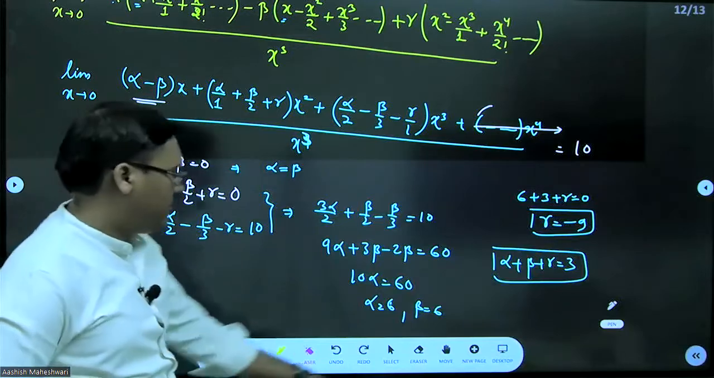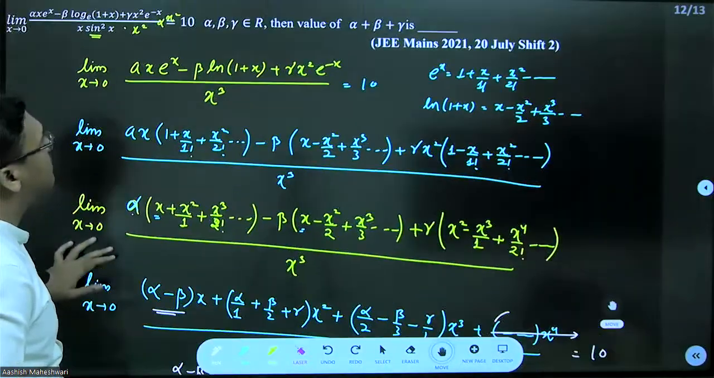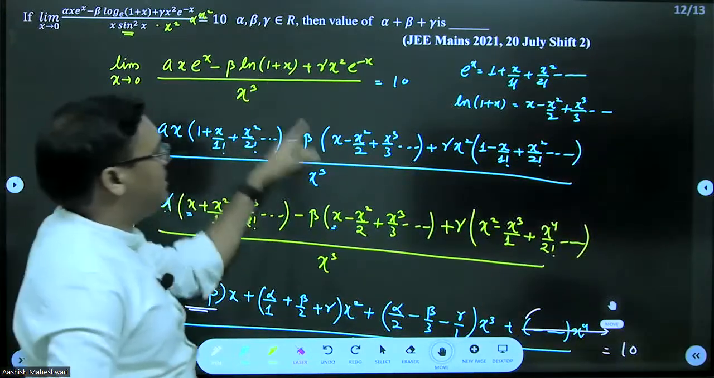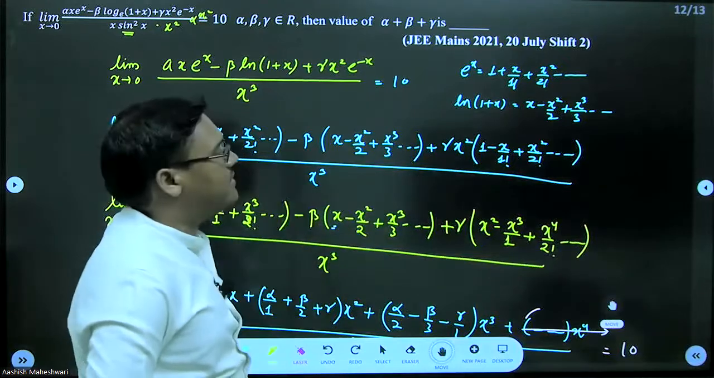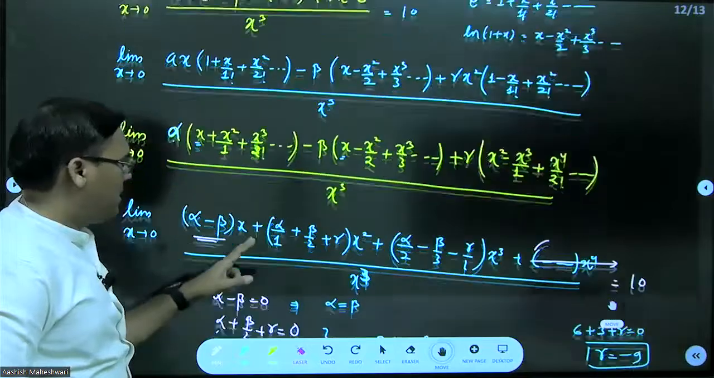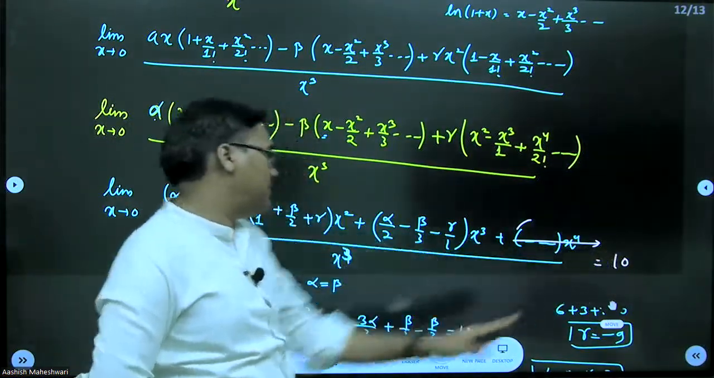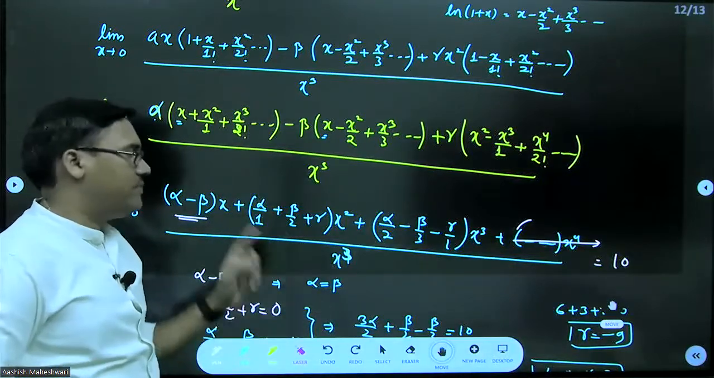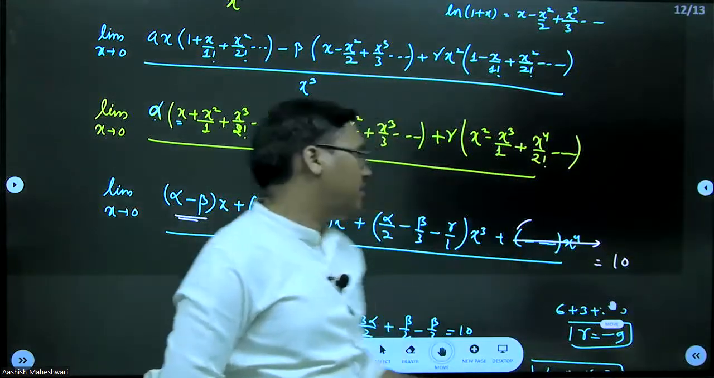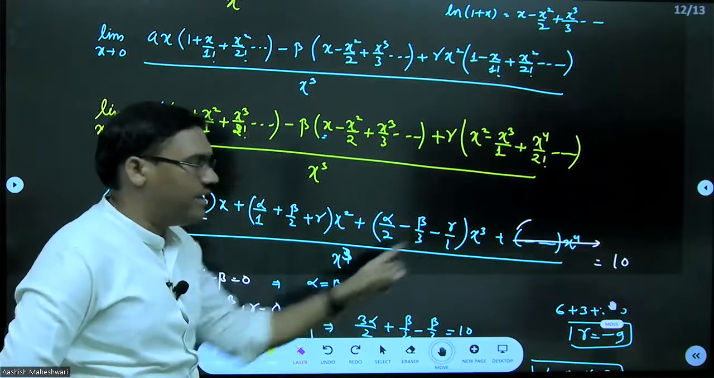Let me once again recap from the start. You can see I have just used the expansion here, the expansion of e raised to x, ln(1 plus x), and e raised to minus x. Then you simplified and collected the terms of x, x square, x cube and so on. Then if the degree is 3, I can neglect all the terms x raised to 4, x raised to 5 and so on, and if I divide by x cube, you can see this has to be 0, this has to be 0, then only we can have a finite limit here.